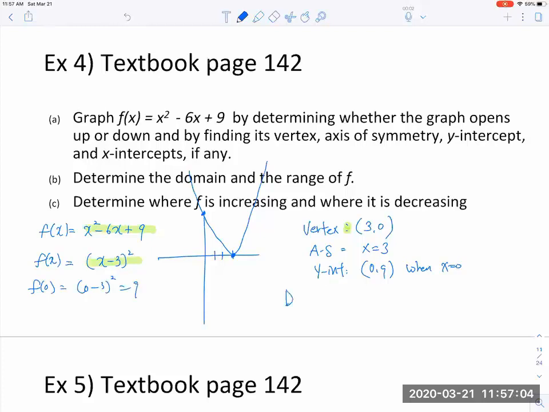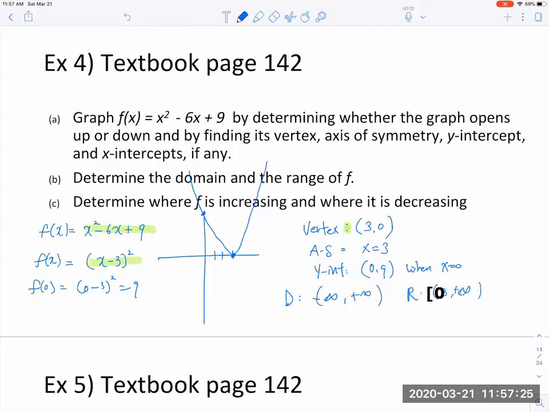Domain, from negative... Oh, sorry, your domain is going to be all possible numbers. So like that. And range from 3 to positive infinity.